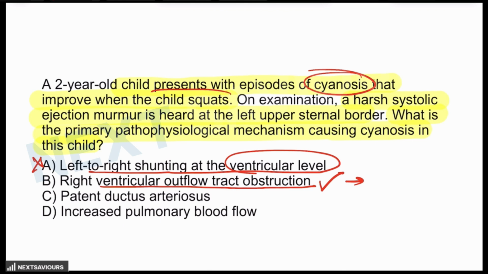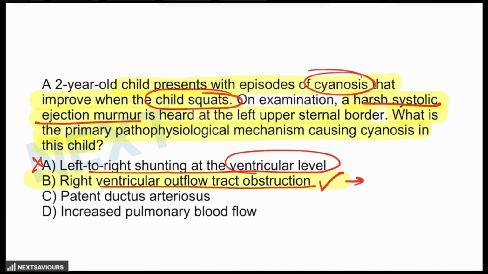Now, as we already have talked about, these children often squat because it increases systemic vascular resistance, thereby reducing the right to left shunt and improving pulmonary blood flow. The harsh systolic ejection murmur at the left upper sternal border is due to the turbulence caused across the stenotic right ventricular outflow tract.